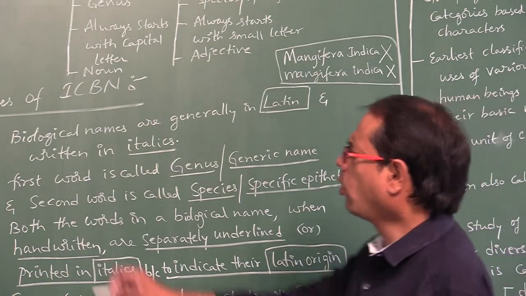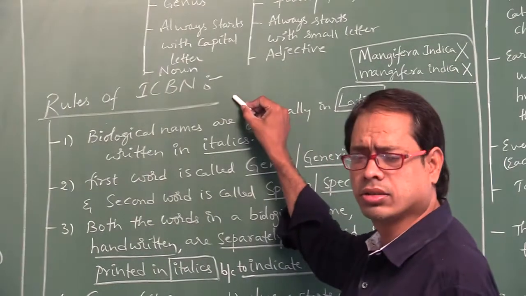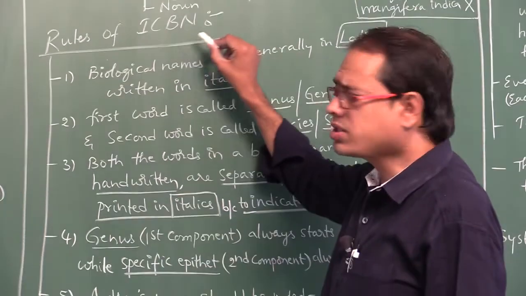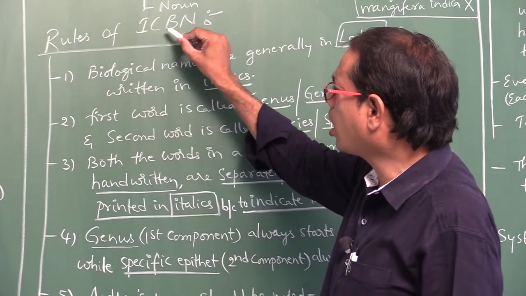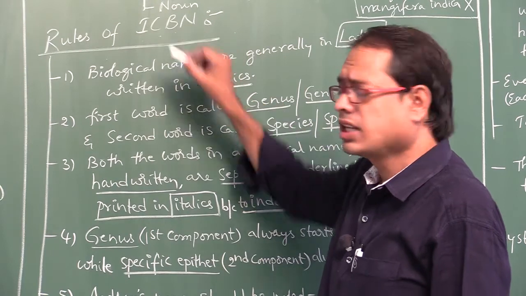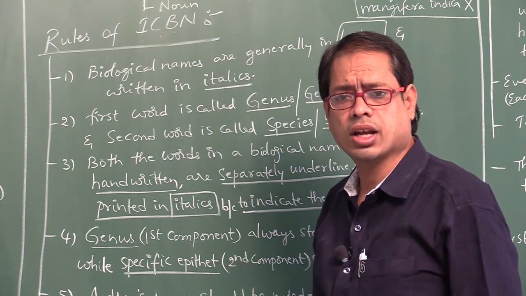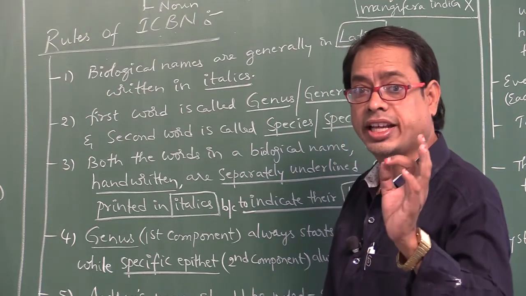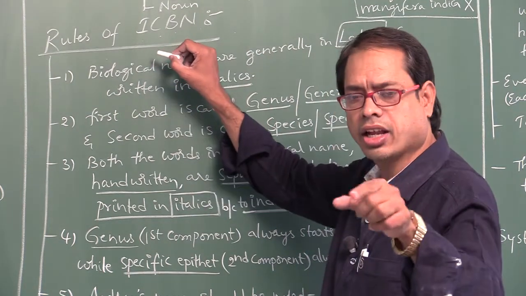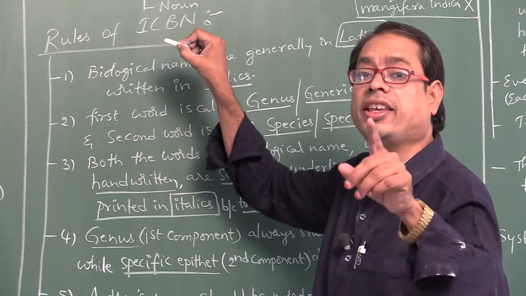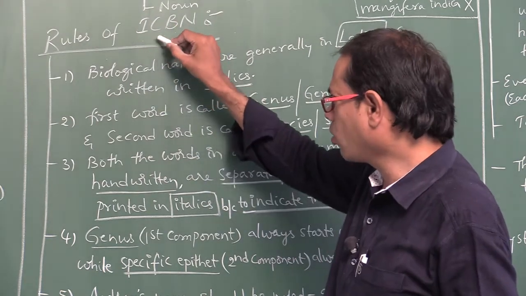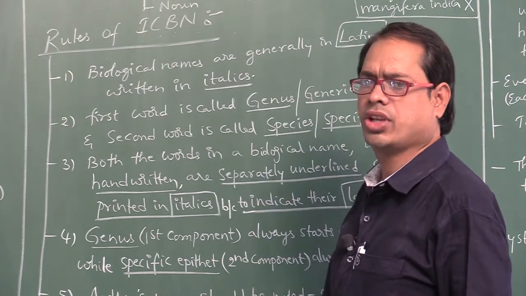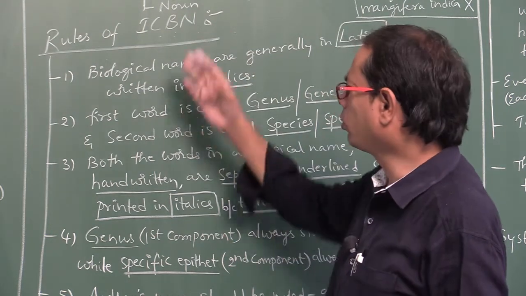Right. What are the rules of ICBN? ICBN full form is International Code of Botanical Nomenclature. C stands for code, not committee. I stands for international, not Indian. It has some rules. What are those rules?